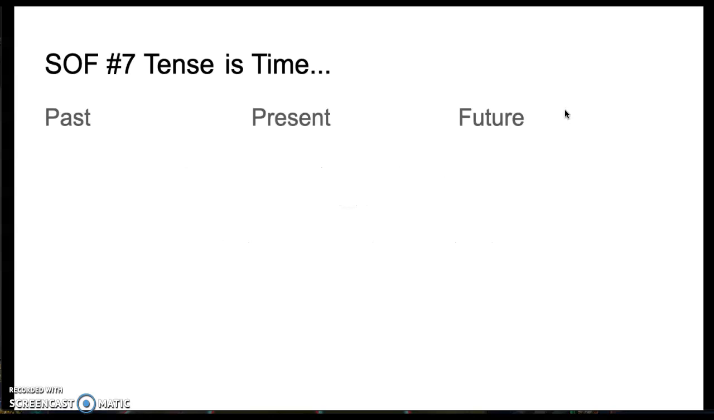So, if we remember from our sound off facts, number 7, tense is time. It tells us when the action occurred. And there are basically 3 divisions of time. We have what's happening currently, that is the present. We have what's happening in the future, hasn't happened yet, that's called the future. And we have the items that have happened already, we refer to that as the past. So those are the 3 divisions of time.